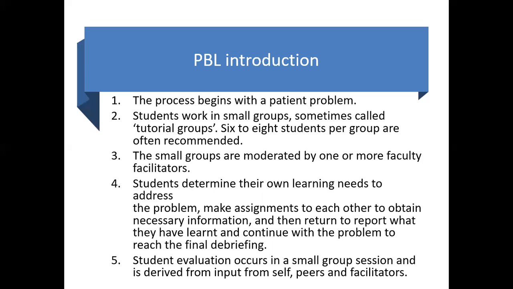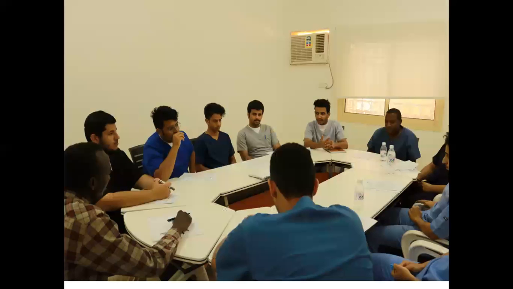Number five, student evaluation occurs in small group sessions and is derived from input from self-assessment, peer assessment, and facilitator assessment. This is an example of the PBL room in which we have from 6 to 8 students, and in some colleges it may reach up to 10 students.